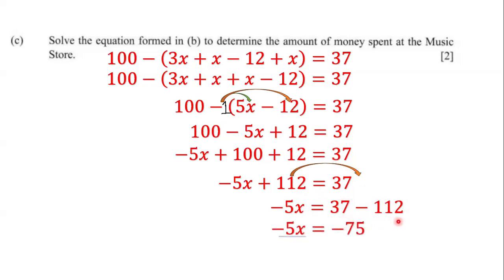And what we do here is we divide both sides of this equation by negative 5. So the negative 5 cancels with the negative 5, and we have that X is equal to negative 75 divided by negative 5. And so we have that X is equal to 15. So the amount that he spent at the music store is $15. And that's the answer to this question.